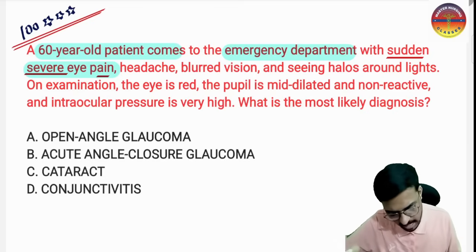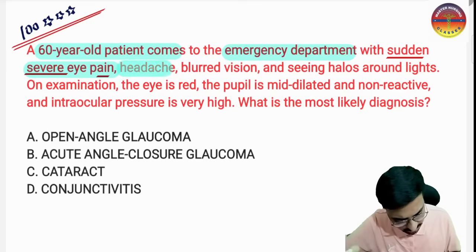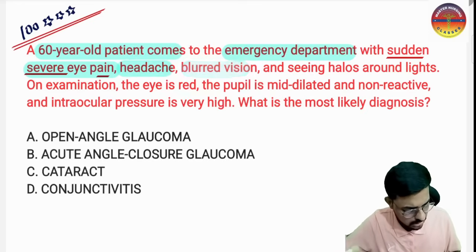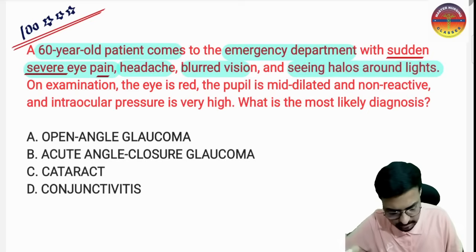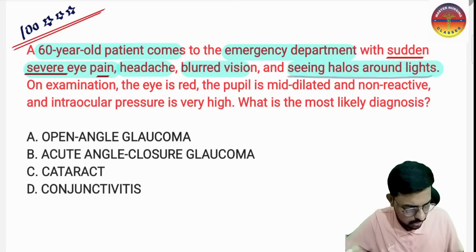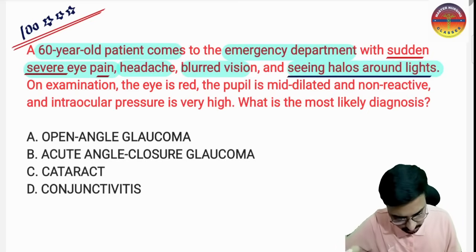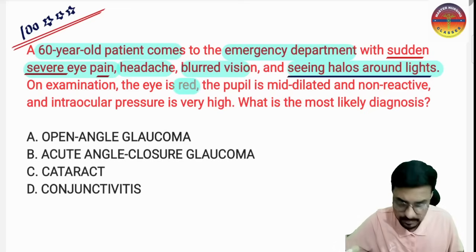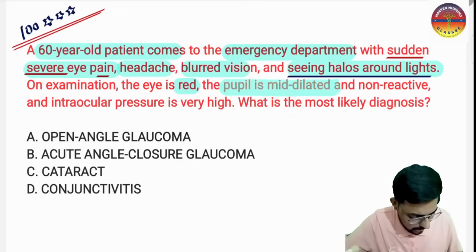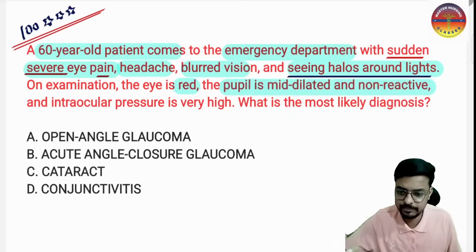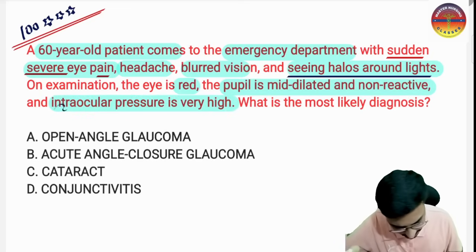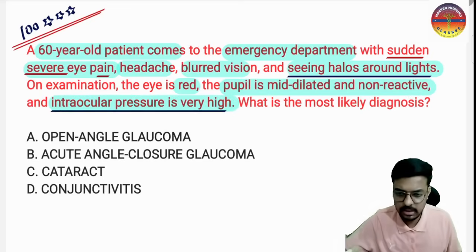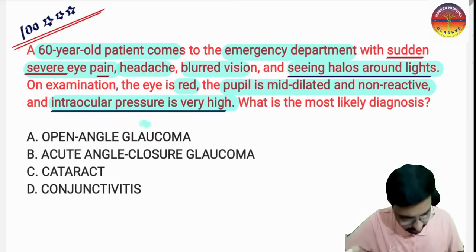Next, the patient also has headache, blurred vision and sees halos around the light. On examination, the eye is completely red, the pupil is mid-dilated and non-reactive to light, and the intraocular pressure is very high. So here is the game changer word. Intraocular pressure is very high, it means it is a case of glaucoma.